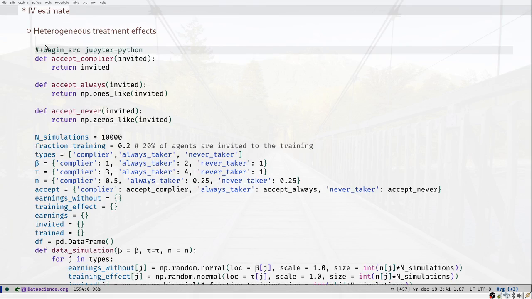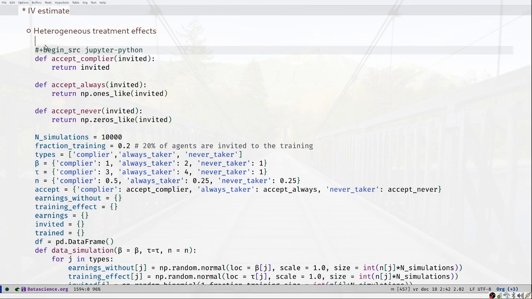The instrument we have in mind here is whether or not somebody was invited for the training, and the thing that we're after is the effect of training on earnings. We assume that beta is the expected earnings without training, and beta plus tau is the expected earnings with training. So the thing that we're after is tau, the treatment effect: the increase in expected earnings if you attend the training.